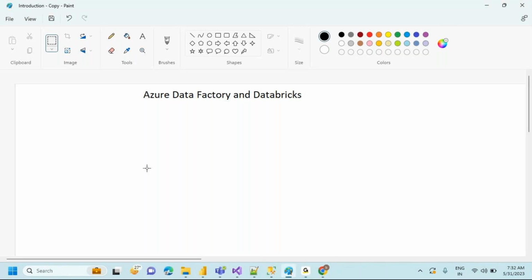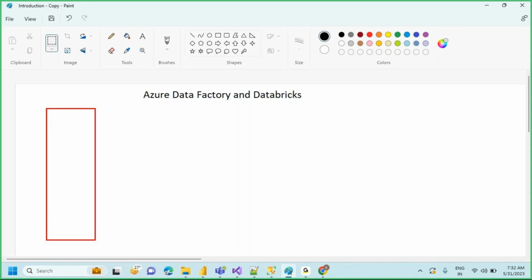When I say OLTP, it's not only one system. You'll have SQL Server, Oracle, a file system, many things. Wherever you store your business data, we can call that system an OLTP system. Did you get my point?